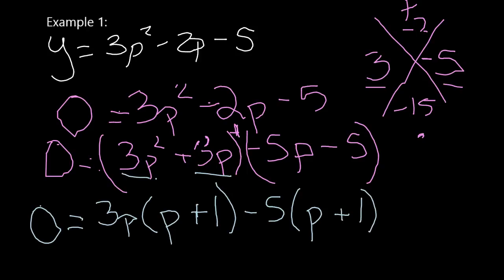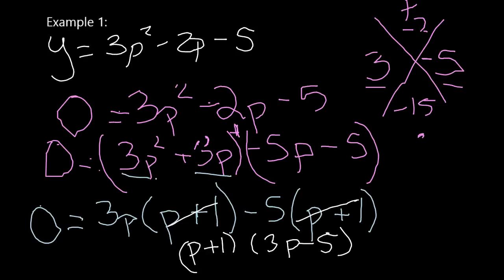As a reminder, you want to make sure what's in parentheses is the same. So we have a p plus 1 and a p plus 1. That's what you want to happen. So now what you do is you divide out that p plus 1, and what you're left with is the 3p minus 5. And that all equals 0.